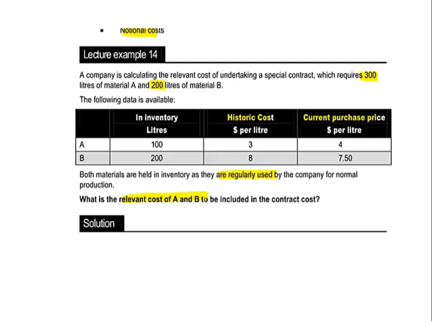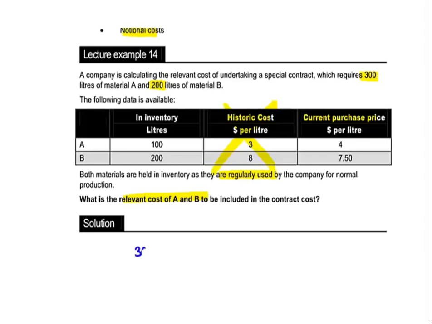So for material B, we need 200 litres and we've got 200 litres. We're not, however, going to include the historical cost, because that historical cost is a sunk cost and it's never relevant. So regardless of whether we already have it, the relevant cost is going to be what it would cost us to replace it. Because if it's in regular use, the assumption is that if we use it for this project, we're just going to have to replace it for our ordinary production.